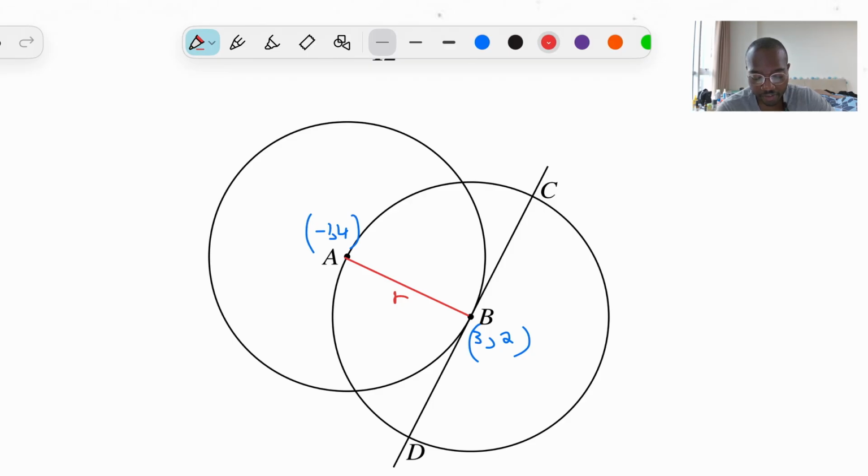So if we can now figure out the length of that, that would help us work out the radius. So how can we figure out the length?